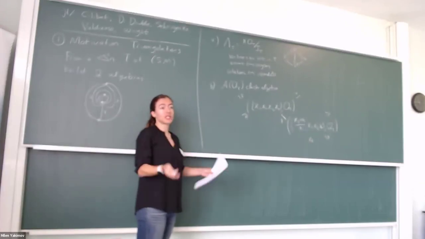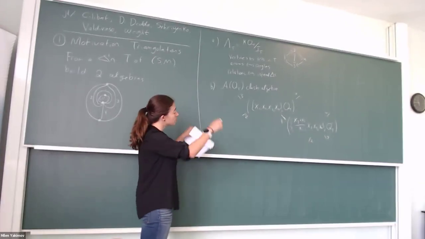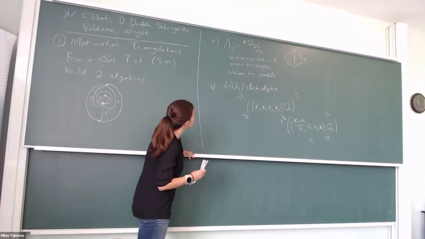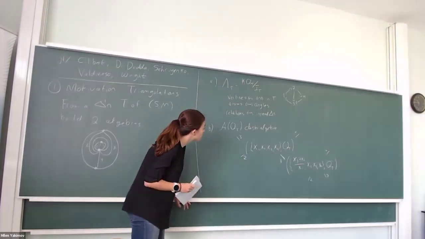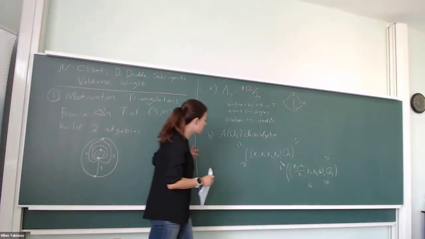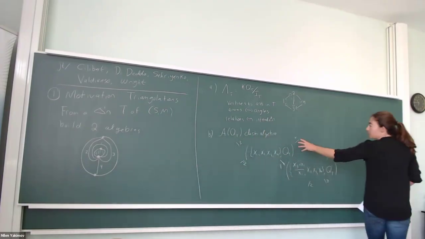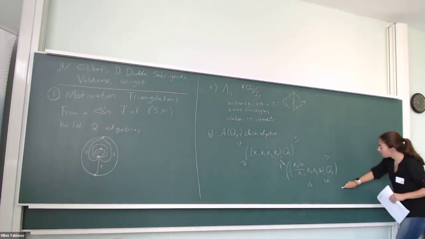Sometimes maybe they coincide, but there's no guarantee of it. So these are two very different algebras that I can build from this data. I guess it's really not clear how that has to do with the triangulation.